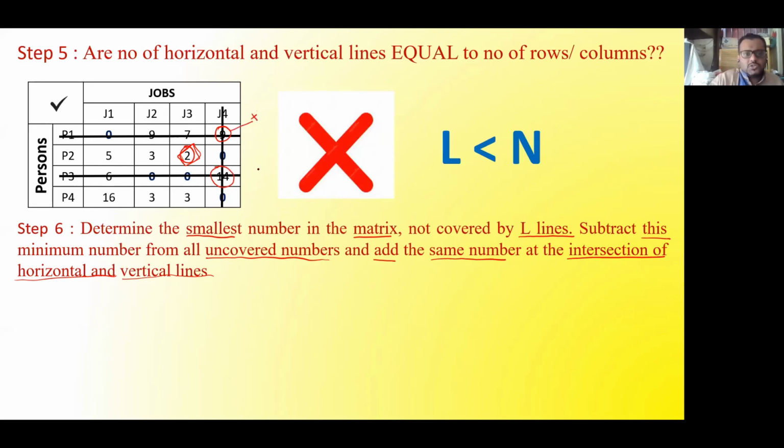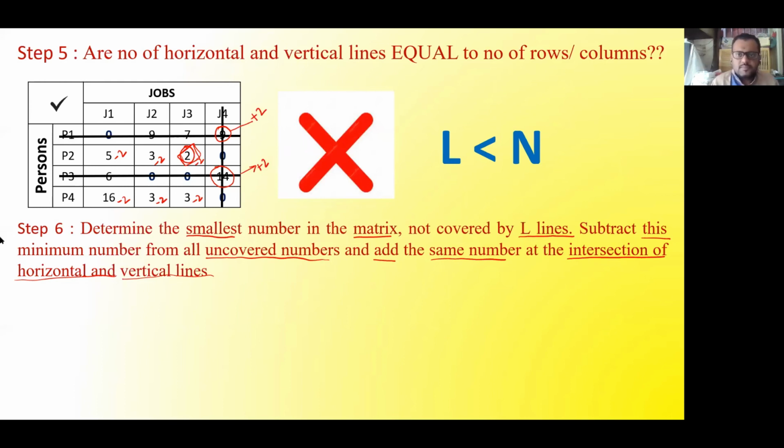So it will be +2 at this particular point, and all the other values should be subtracted. So I will do it. 5 minus 2, 3 minus 2, 2 minus 2, 16 minus 2, 3 minus 2, 3 minus 2. Does anyone have any doubt in this step?